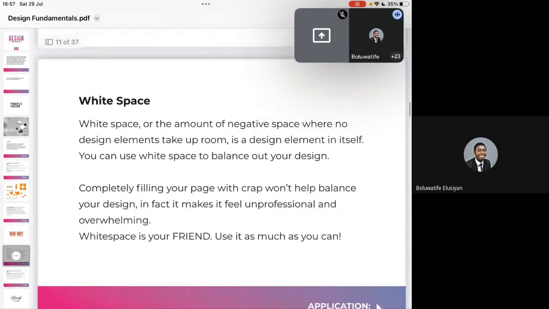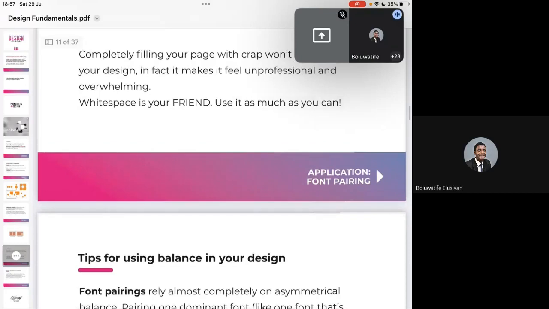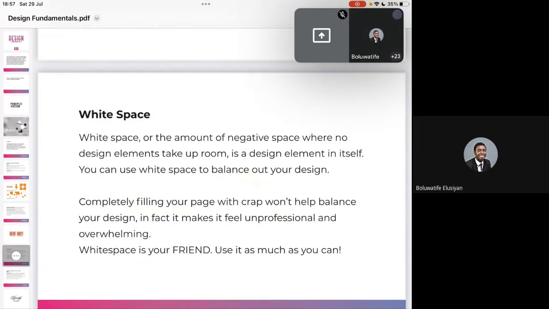Okay, white space. It's very important. White space, or the amount of negative space where no design element takes up room, is a design element in itself. You can use white space to balance out your design. Completely filling your page with crap won't help balance your design. In fact, it makes it feel unprofessional and overwhelming. White space is your friend. Use it as much as you can. White space doesn't mean that every design must have a part of it that is white. What white space means is that there are some parts of your design that don't need to have elements.